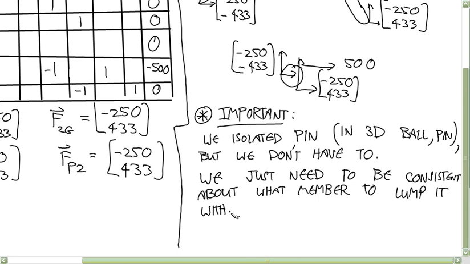So for example, if we decided to call the pin a part of member one, then that 500 newton force that was applied to the pin, we'd apply it to member one, but we wouldn't apply it to member two. And then we'd just say that the force that member two applies to the pin is the force that member two applies to member one. Everything that we used to say happened to the pin now happens to member one. So here's a rule of thumb.